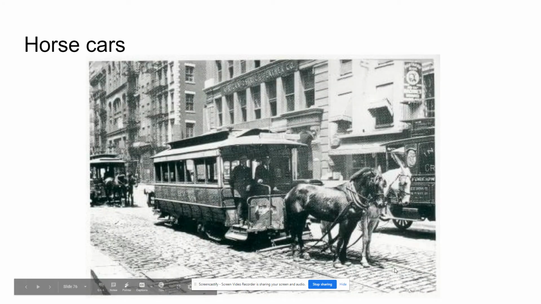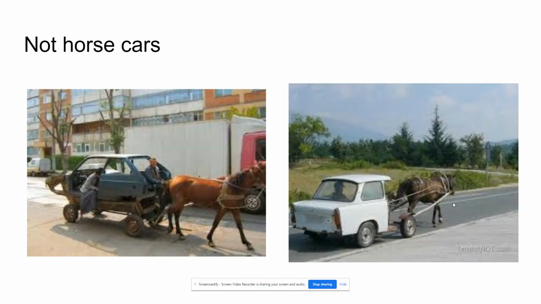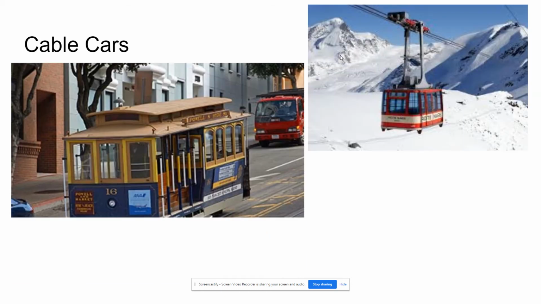This is a horse car, and if you can see, it's basically a railroad car being pulled by horses. The problem is that the horses would get overworked and die. And you can see there are the railroad car wheels here, and then there are the tracks, and they're just being pulled by the horse. So that is a horse car. This is not a horse car. I mean, technically it kind of is, but this isn't what we're talking about.